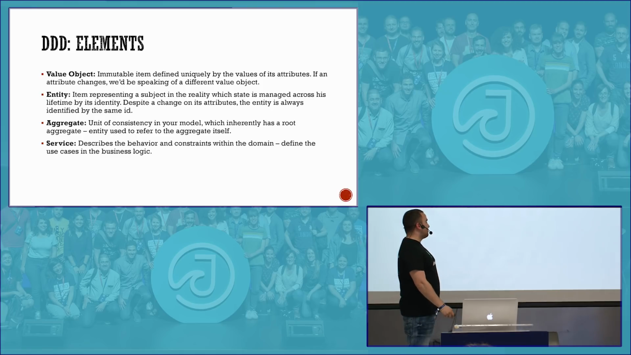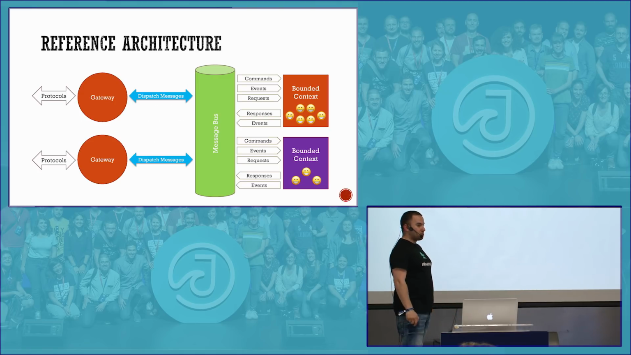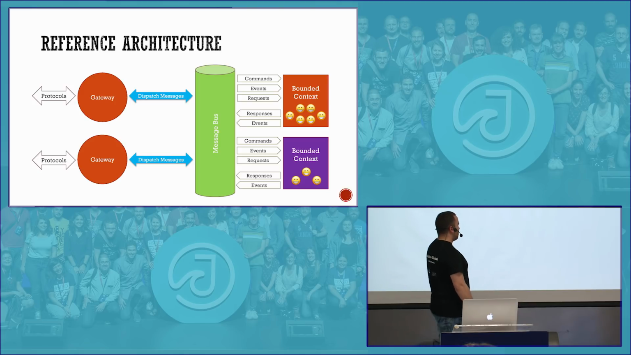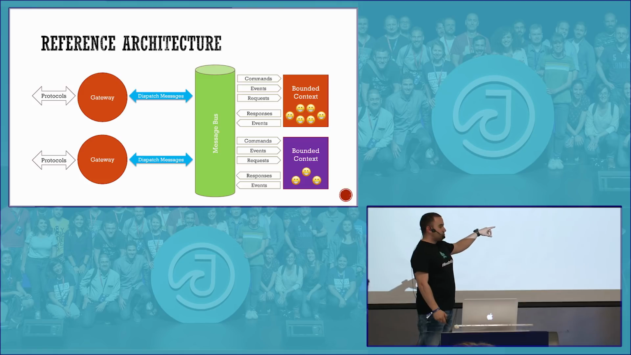So now we have talked about a lot of things. Let's see how all of this materializes in a reference architecture. From one side, we were speaking about our bounded context, and all of those microservices are going to be the representation, the materialization, of our domain model.